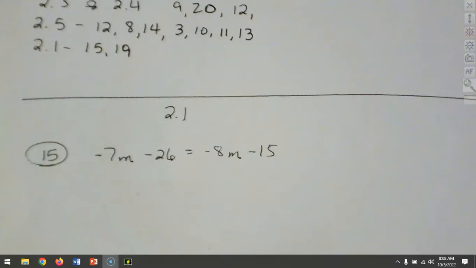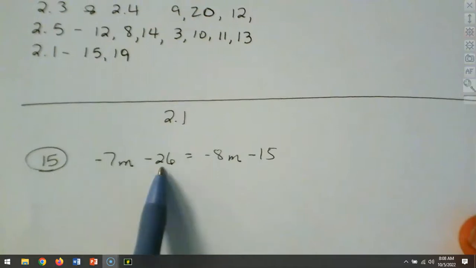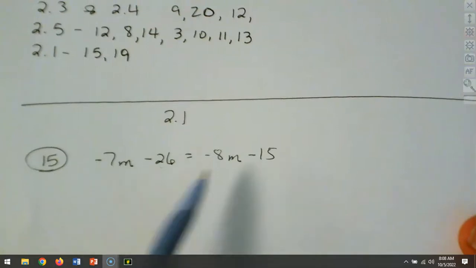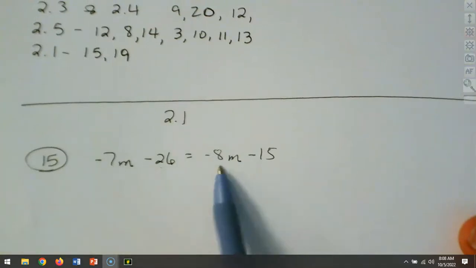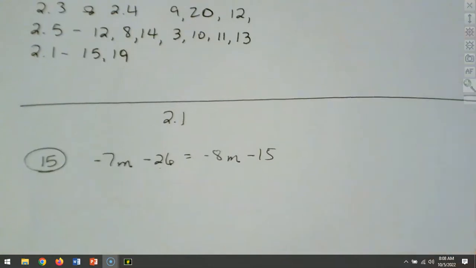Before we do that, though, we look and we make sure, are there any parentheses to work with first? No. If there were, we would work with those. Is there anything that we can combine together on the left-hand side? No, those are unlike terms. Right-hand side is the same way. So now, our goal is to get the m's, or the variable, in this case it's an m.